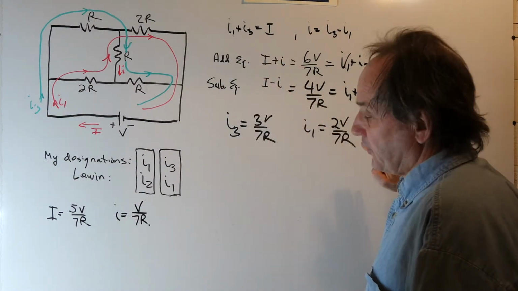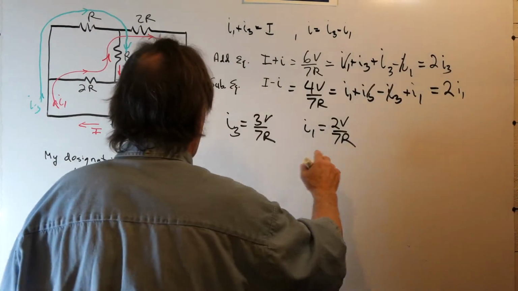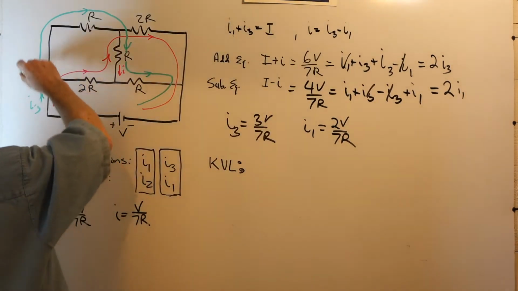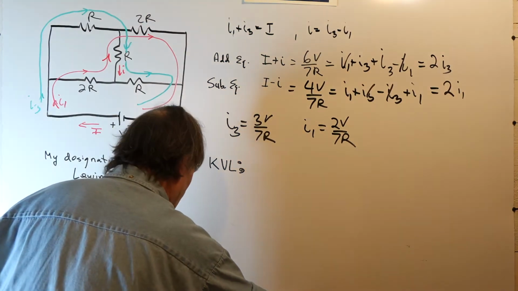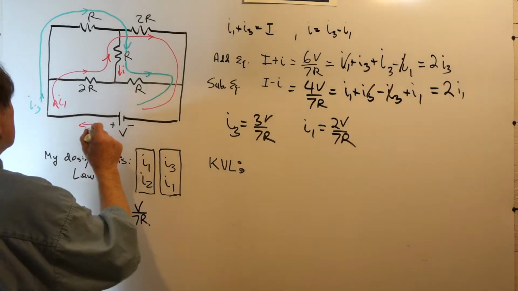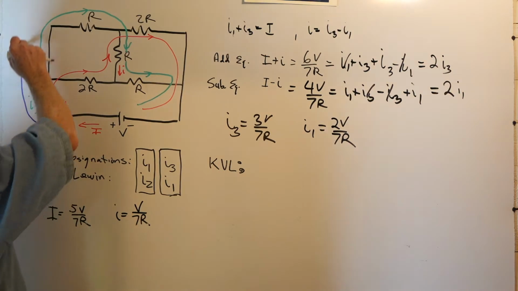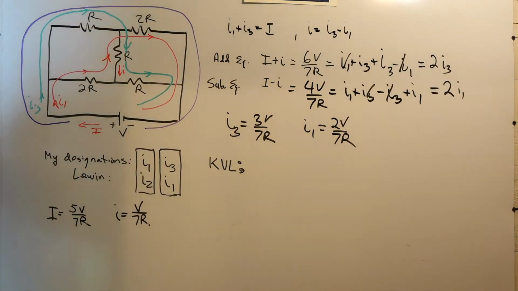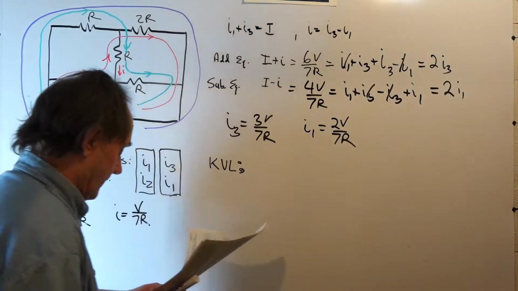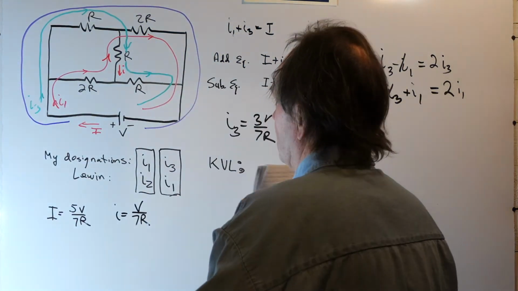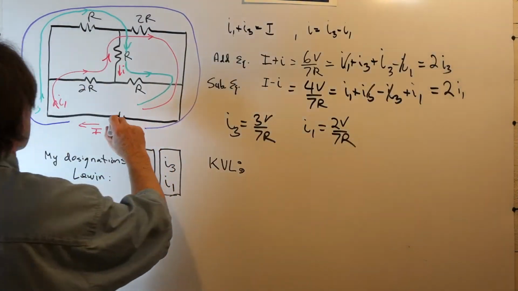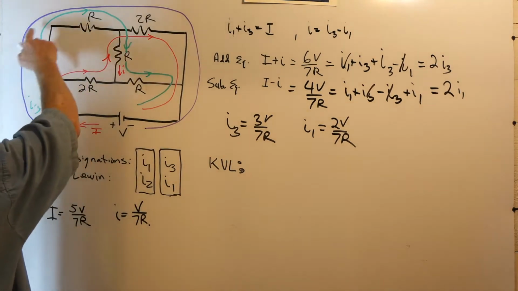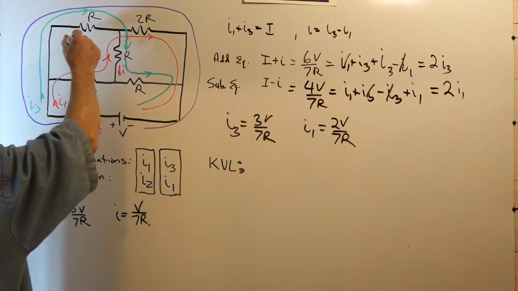Now, let's check for consistency. I'm going to apply Kirchhoff's voltage law around the outer loop, summing the voltages around this loop here. Doing so, we start at the positive end of the voltage source, and now we're going to sum the voltages.